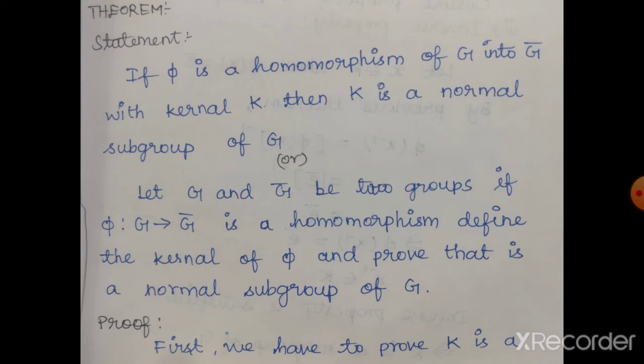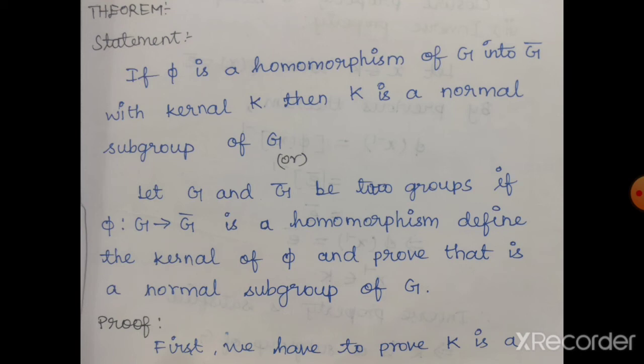Suppose the second statement is your question, then you have to write the definition of kernel first, because the statement says define the kernel of phi and then prove that it is a normal subgroup of G. So you just have to write the definition of kernel, and afterwards come to the proof. In the statement they have given that phi is a homomorphism from G to G bar with kernel K. So we have to show that K is a normal subgroup of G.